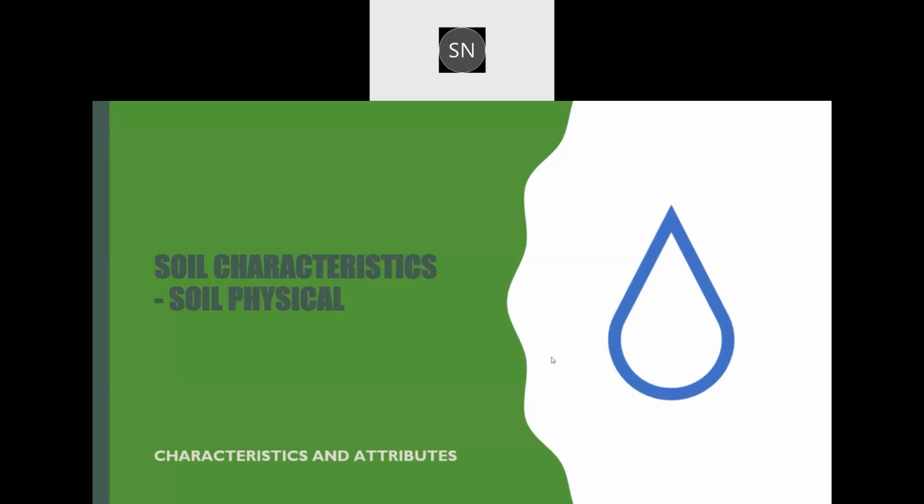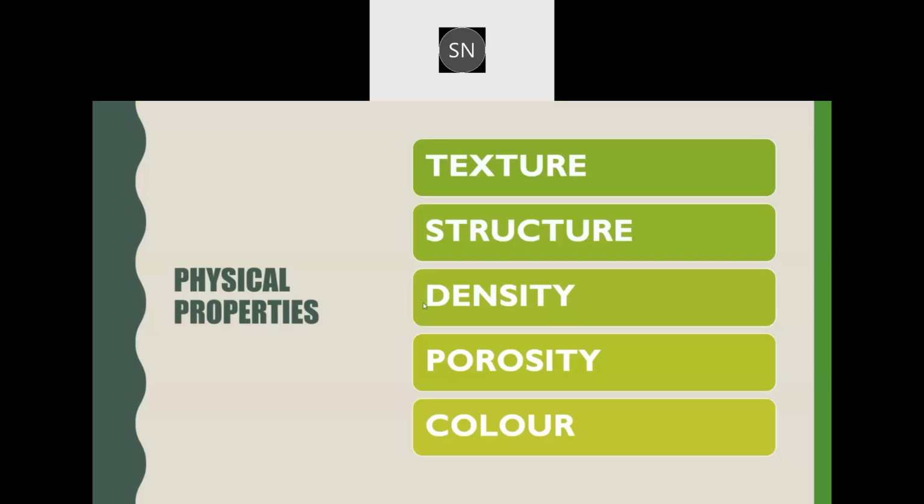Alright, students, we already covered our chapter 1 revision. So we're moving to chapter 2, that is soil characteristics. Soil characteristics can be divided into three: that is soil physical characteristic, chemical, and also biological characteristic. In physical characteristic, we can divide into five: that is soil texture, structure, density, porosity, and also soil color.